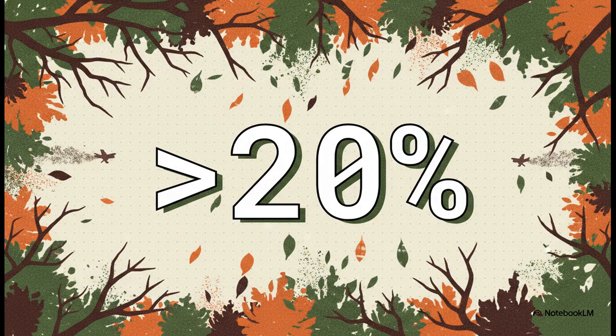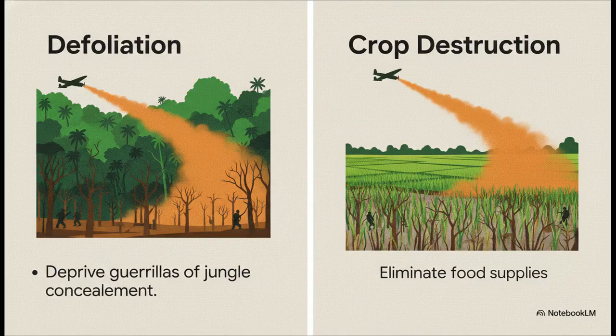Over the course of the whole 9-year operation, more than 20%, a fifth, of South Vietnam's entire forest area was sprayed at least one time. A fifth of the country's forests just gone. So, the big question is why? Why do this? Well, there were 2 main military goals.